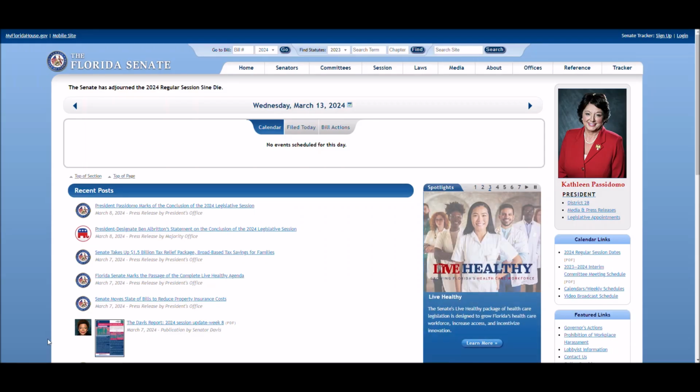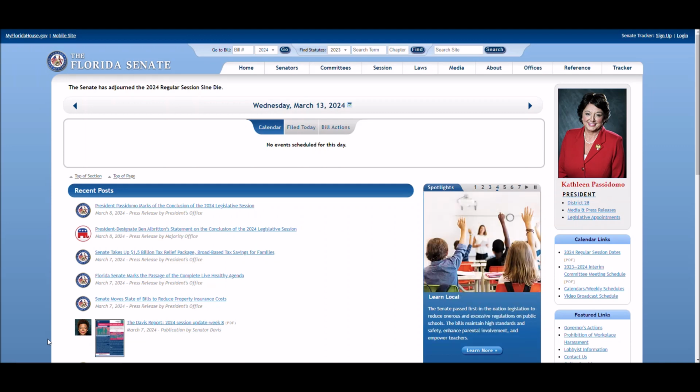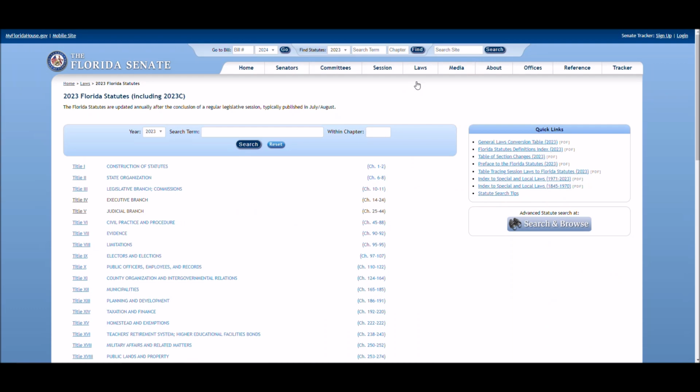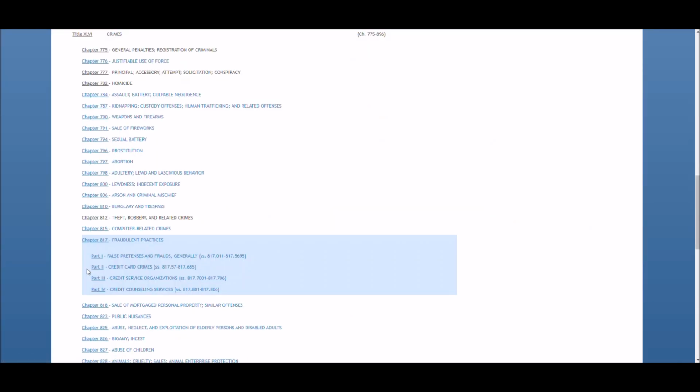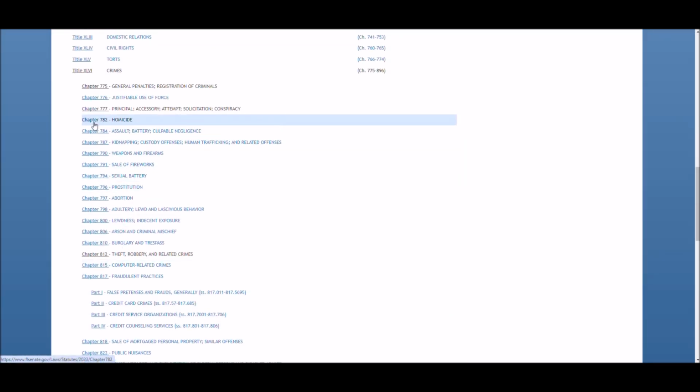Let's take a look. To find out what the Florida laws are on murder and the difference between first-degree, second-degree, and third-degree murder, I Googled Florida laws, and I found this webpage. I then went to laws and statutes. Statutes are how the laws are structured, and they're organized by these titles. Let's go down to Title 46, which is crimes, and then to Chapter 782 because it's homicide.